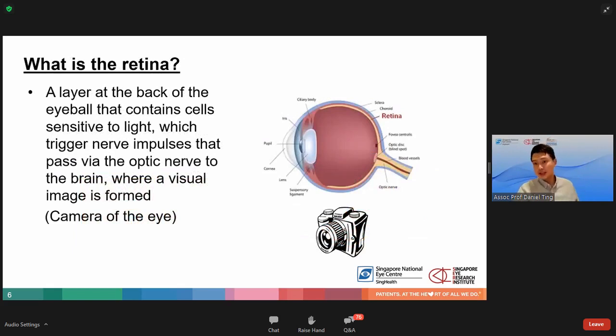So what is the retina? If you look at the eye, you can see the diagram. The retina is the layer at the back of your eye that converts light into electrical impulses to be sent to the brain. Hence you can start making out objects and things, you can read, and you can see the colors. This is what the retina does.